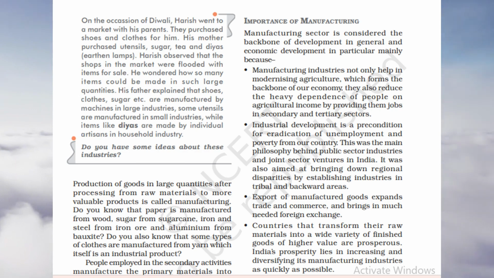This was the main philosophy behind public sector industries and joint sector ventures in India. It was also aimed at bringing down regional disparities by establishing industries in tribal and backward areas. Export of manufactured goods expands trade and commerce, and brings in much-needed foreign exchange. Countries that transform their raw materials into a wide variety of finished goods of higher value are prosperous. India's prosperity lies in increasing and diversifying its manufacturing industries as quickly as possible.